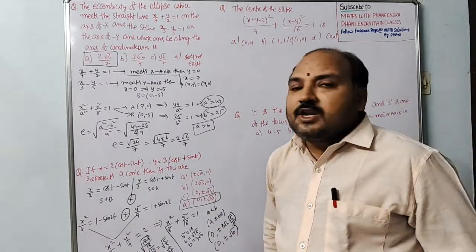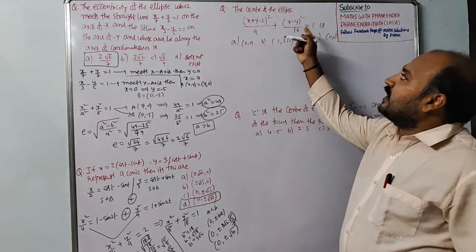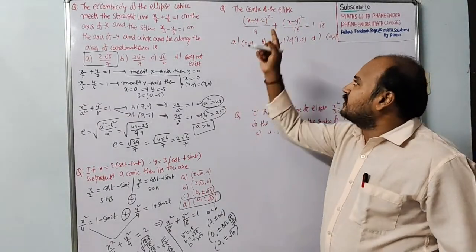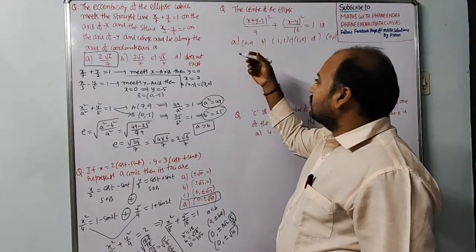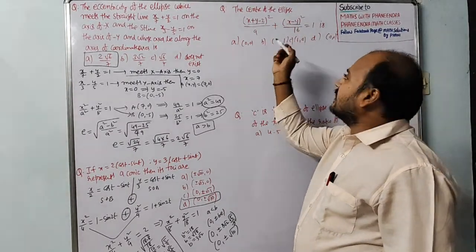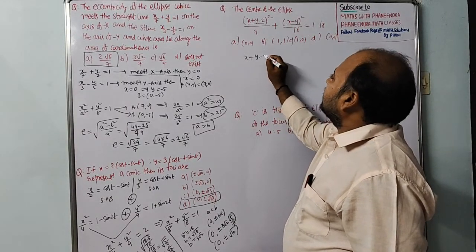This is the way you can do it. Now come to this type of question. The center of the ellipse. Whenever the equation of ellipse is in this form, you can treat these two equations as equations to solve; solving these two, you will get the center. Indirectly, these are the axes, major axis and minor axis.